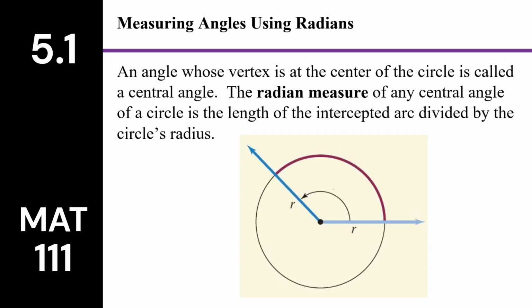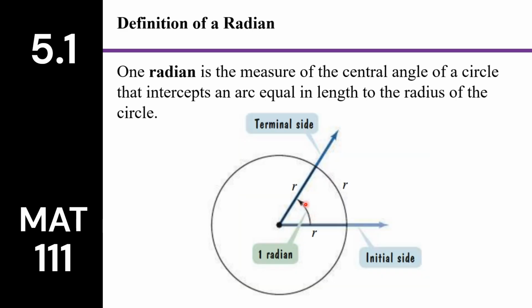Sometimes we'll need to measure angles using radian measure. An angle whose vertex is at the center of a circle is called a central angle. The radian measure of any central angle of a circle is the length of the intercepted arc divided by the length of the radius. 1 radian is the measure of a central angle of a circle that intercepts an arc that's equal in length to the radius of the circle.